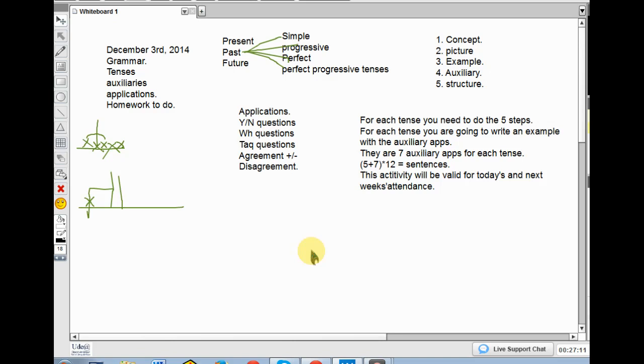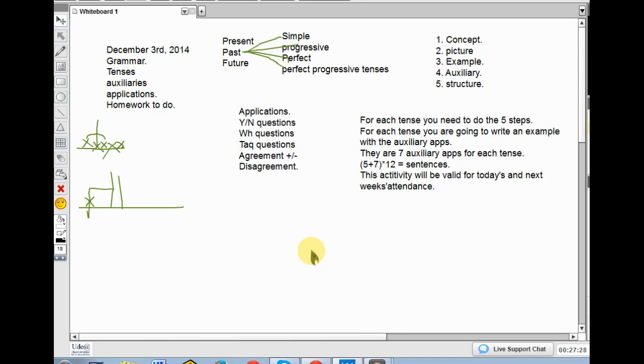Okay, the exam wasn't difficult, was it? That is the typical one. Okay, so those are the two examples for the tag question, the positive one and the negative one. Okay, now agreement, positive agreement and negative agreement.